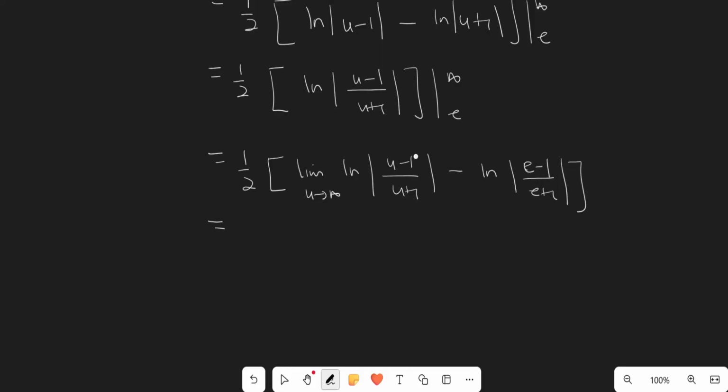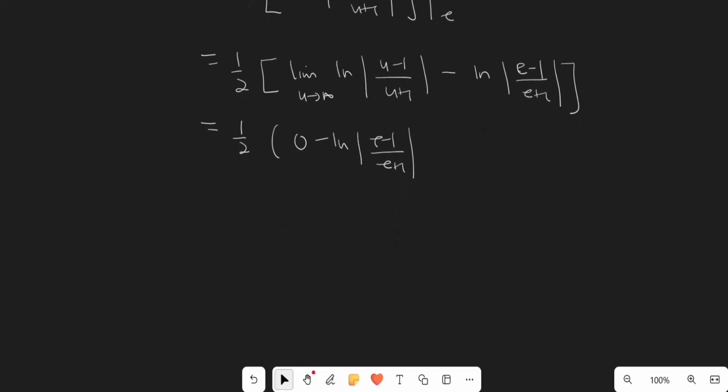So as u is approaching infinity, u minus 1 over u plus 1 is going to be approaching 1, and ln of 1 is 0. So the upper limit is going to be approaching 0. So that will be 0 minus ln of e minus 1 over e plus 1, like this. And then we have negative half the ln of e minus 1 over e plus 1.